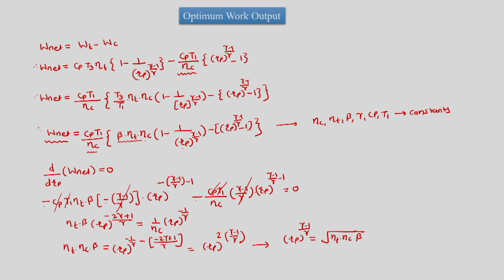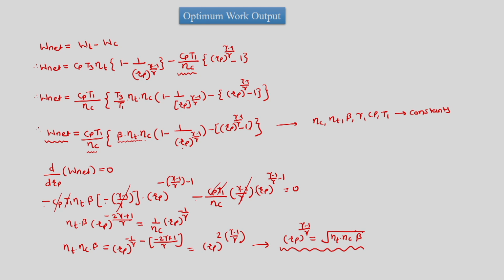So, this is how we can get an expression for the case where we had non-ideal components for the Brayton cycle, which basically includes compressor and turbine. So, this is the optimum network case. If we run the Brayton cycle with this Rp, then we can get maximum network.